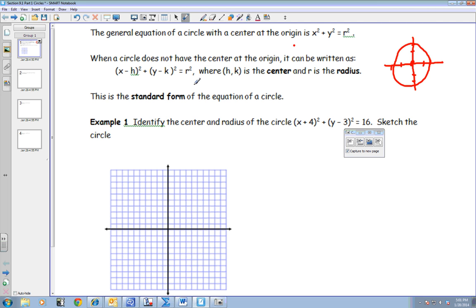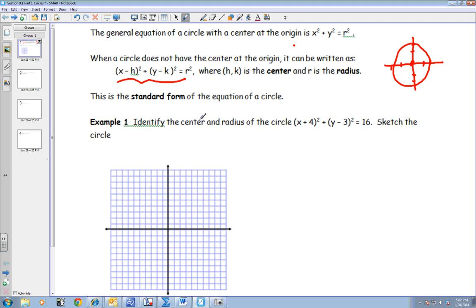But what if the circle doesn't have a center at the origin? It can be written as this right here. Okay, x minus h quantity squared plus y minus k quantity squared equals my radius squared, where h and k is the center and r is the radius. And when you write it in this form, this is called the standard form of the equation of a circle. Okay, so we're just going to practice identifying the center of our circle and then sketching the circle.